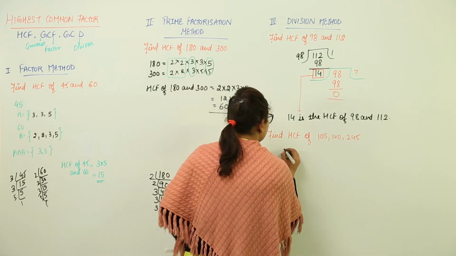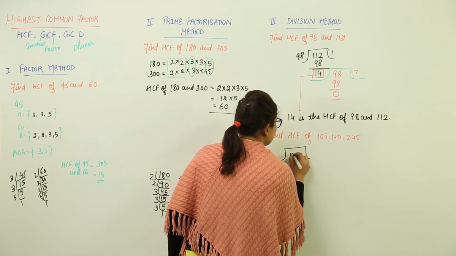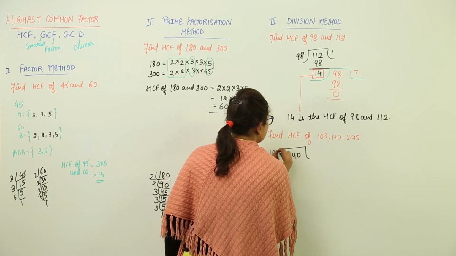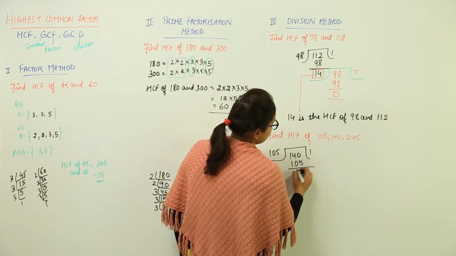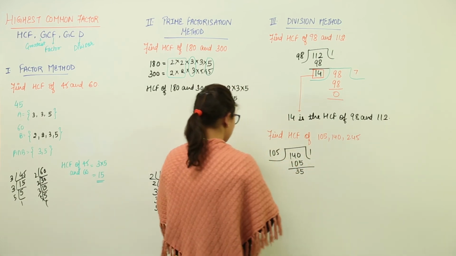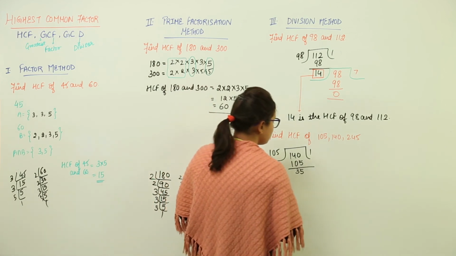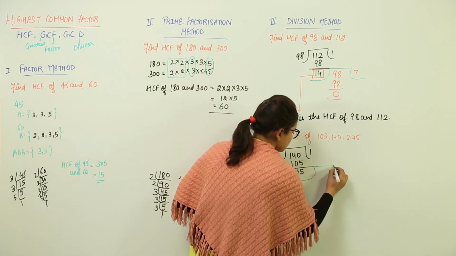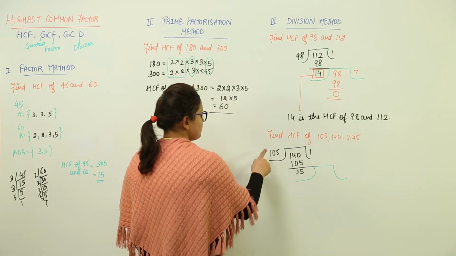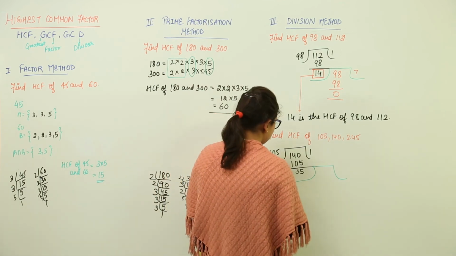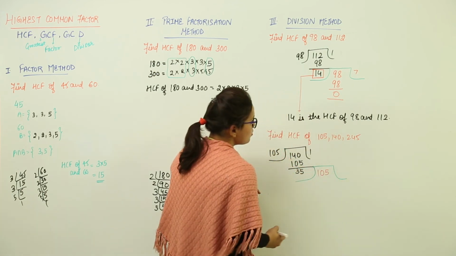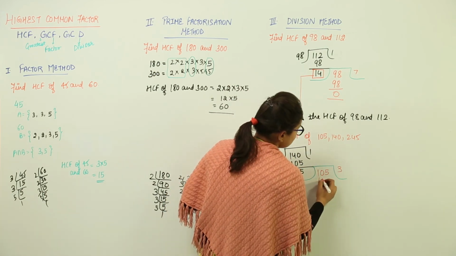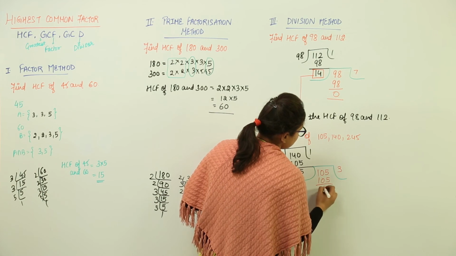First of all, we will divide 140 by 105 and it will go 1 time. So we get 105, and 35 is the remainder. Now again we are going to change the dividend. We take the first divisor as the dividend, that means we have 105 over here. Now 35 goes 3 times into 105, so we have got 0 as the remainder.